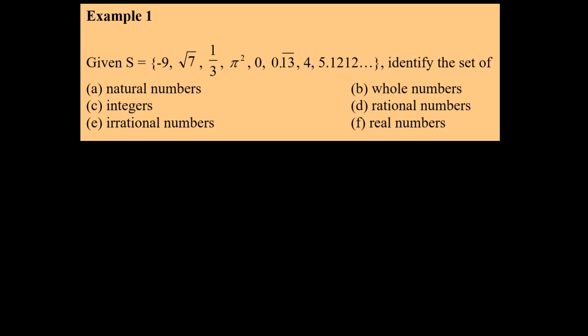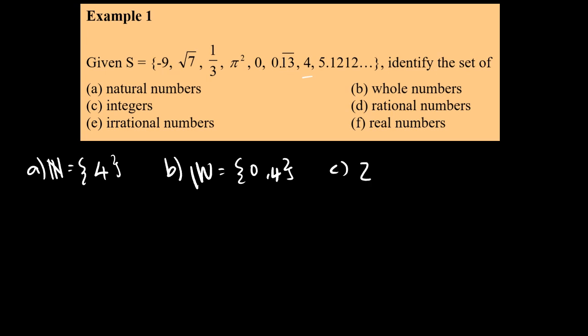Okay, let's do the example 1. So we have this set of number. Now we want to find what is the natural number. So the set natural number included here is only 4. How about B, whole number? We must include the 0. So 0 and 4. How about integers? So integers, we have to include the negative natural number. So what we have here is negative 9, 0, 4.